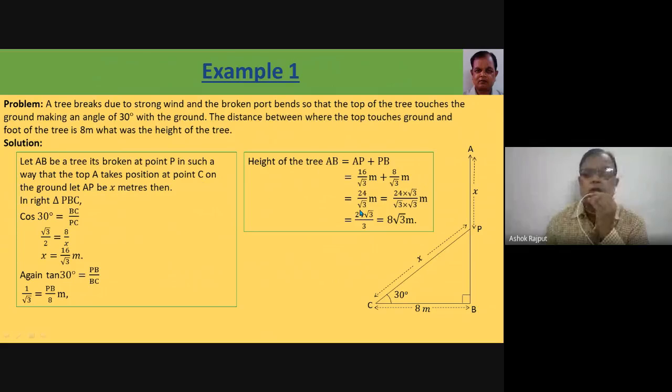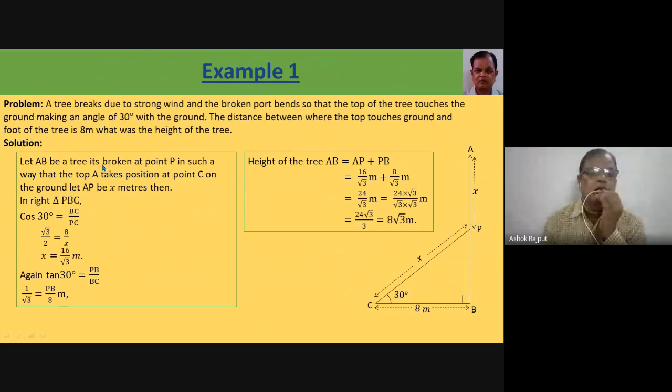As we are seeing, AB is a tree here. AB, A to B, it is broken from P and touches the ground at C. So BC is 8 meters. And the angle of elevation is here. From here it is broken, 30 degrees. Now we are going to the calculation.